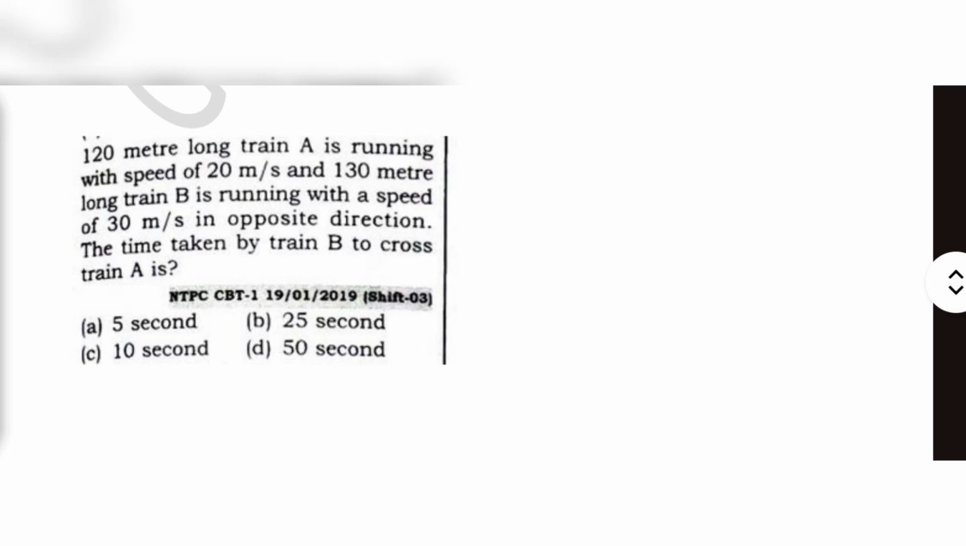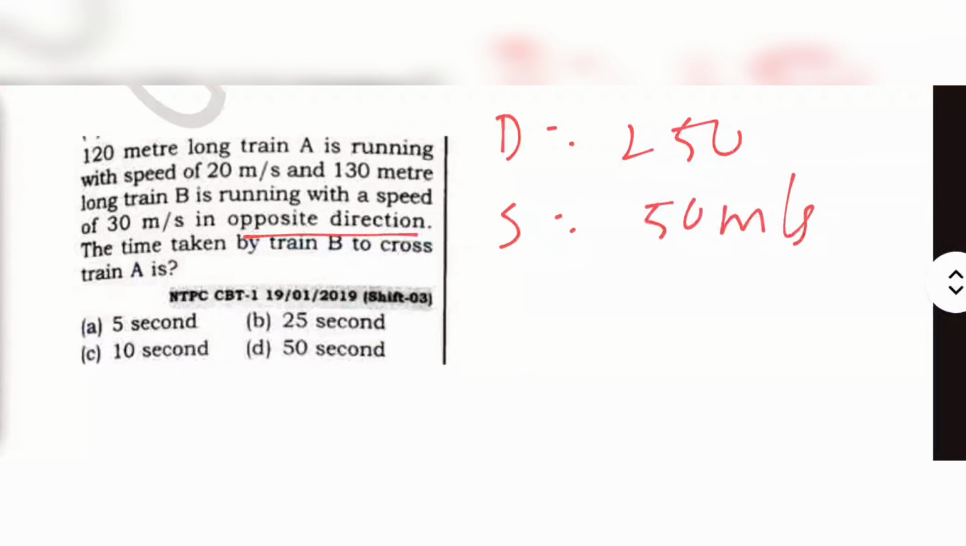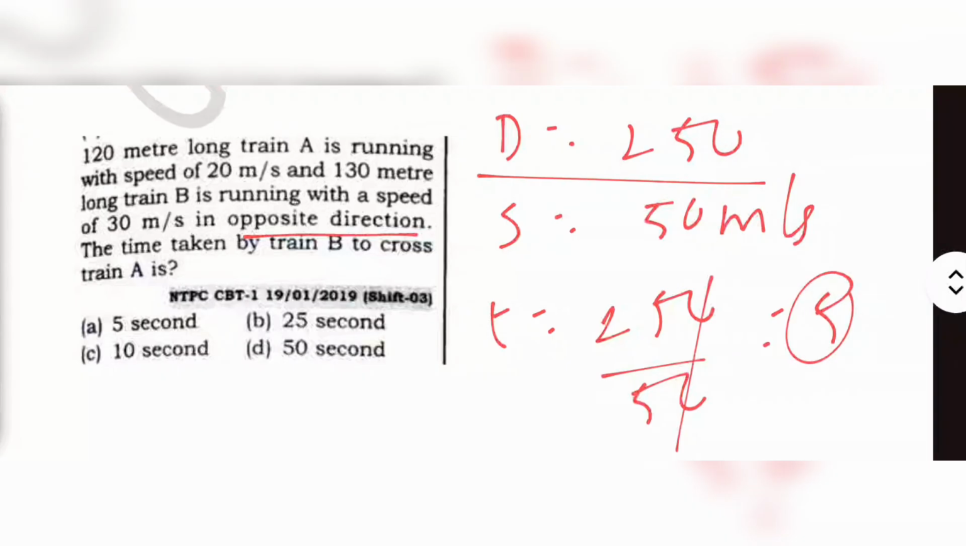A 120-meter long train A is running with a speed of 20 meters per second, and a 130-meter long train B is running with a speed of 30 meters per second in the opposite direction. Guys, they are running in the opposite direction. Anyways, your distance will be the addition of both 120 and 130, that is 250. But what about the speed? If they are running in the opposite direction, the speeds also add up. So 20 plus 30 is 50 meters per second. Okay, so what is the time? Time is distance upon speed, that is 250 upon 50, which is 5 seconds. Option A.